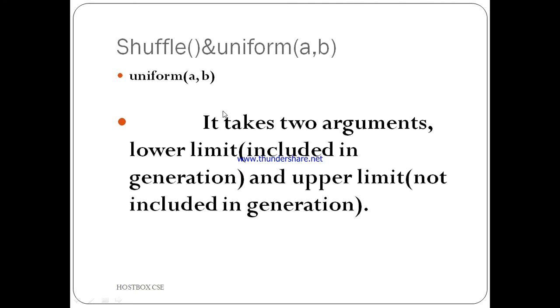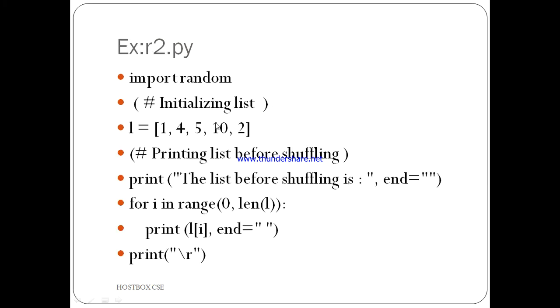Then the last two operations are shuffle and uniform a comma b. Uniform we already told you. Additionally, I can add the point here: it takes two arguments, lower limit and upper limit. So we see the example here where we are going to operate two operations in the program. Import random, first step I already told you. So I'm going to write a list, that is L, where I'm giving the numbers 1 comma 4 comma 5 comma 10 comma 2.